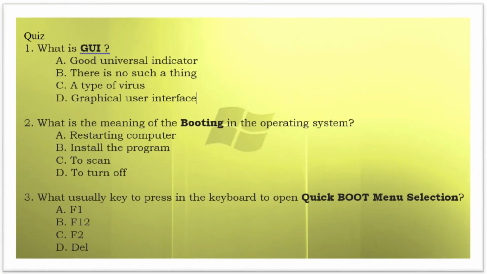We have here our short quiz to test our knowledge in installing operating system. Number 1. What is GUI? A. Good universal indicator. B. There is no such thing. C. A type of virus. D. Graphical user interface. Number 2. What is the meaning of booting in the operating system? A. Restarting computer. B. Install program. C. To scan. D. To turn off.